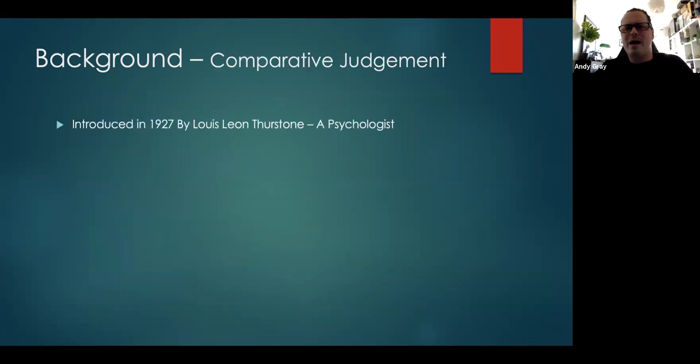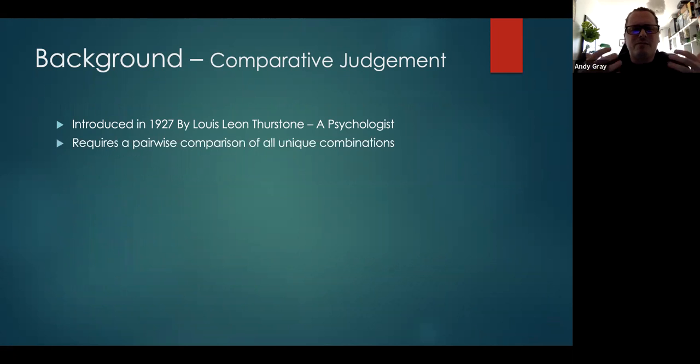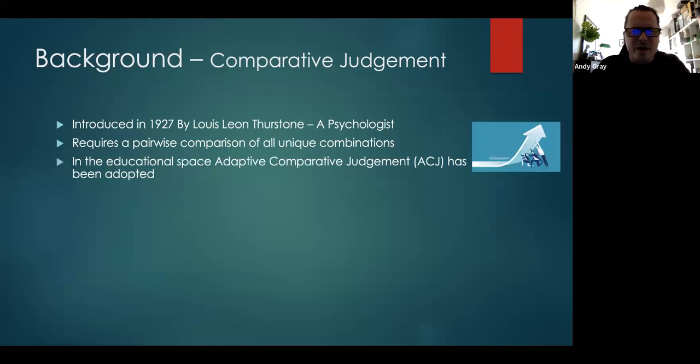So this brought on comparative judgment, which was introduced in 1927 by Louis Leon Thurstone, and what he found was that humans are very good at pairwise comparisons. They can very much figure out, oh, this phone is heavier than this pen. This mouse is lighter than this phone, but heavier than this pen. So he figured out that the human brain is very good at these pairwise comparisons.